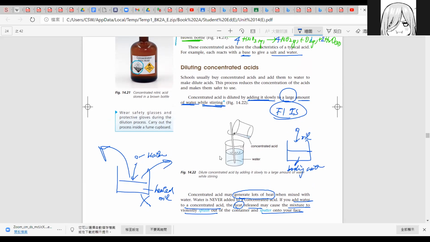So what should you do? You have to dilute it before disposal. Can you get the point? How? Pour the acid into water, a large amount of water, but not the reverse. And this is not our habit, right?